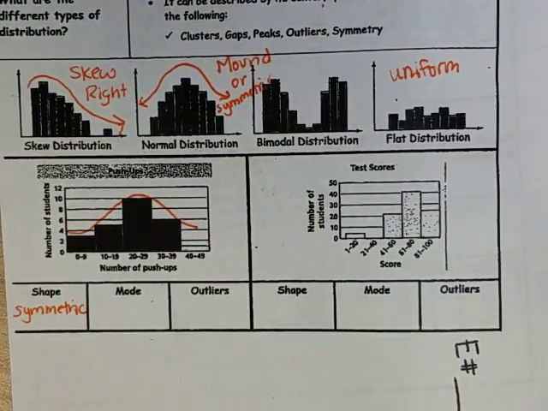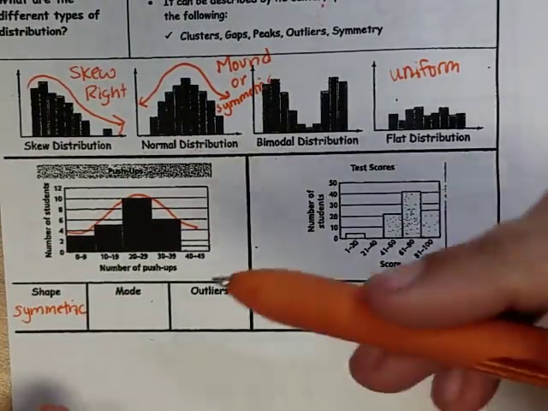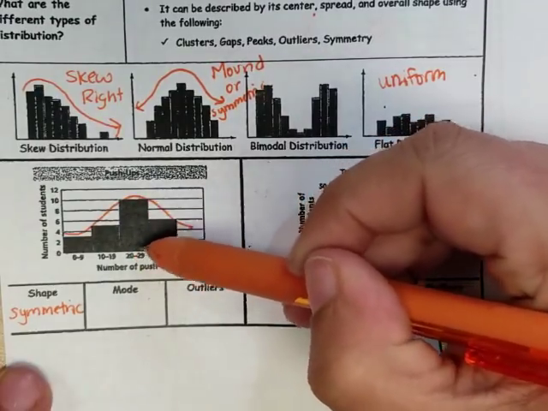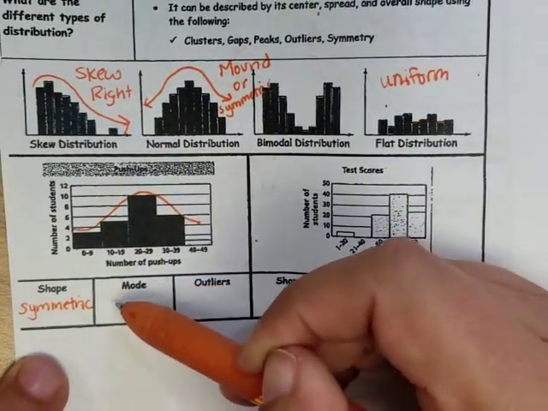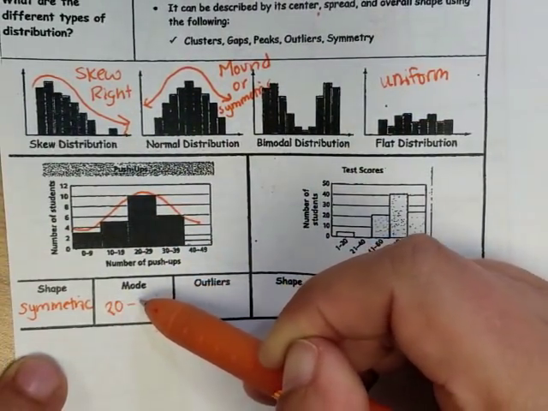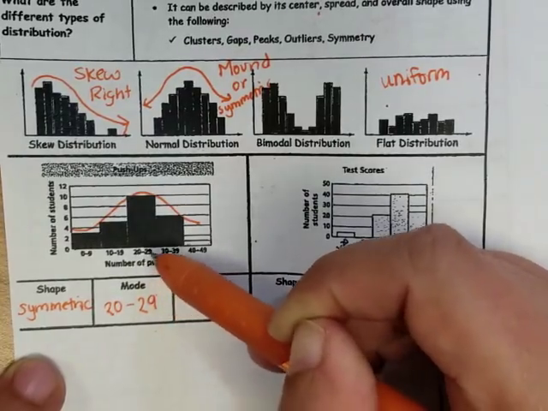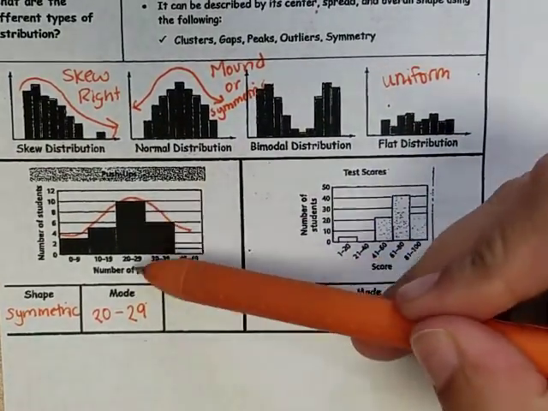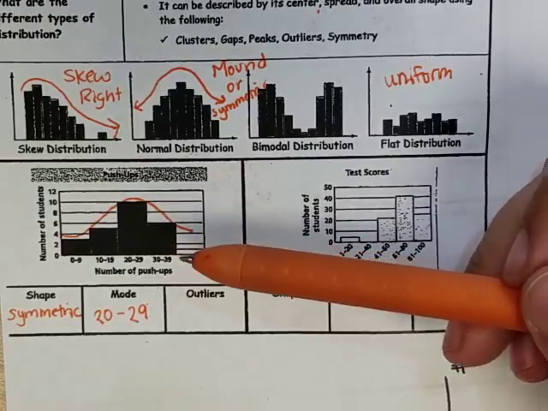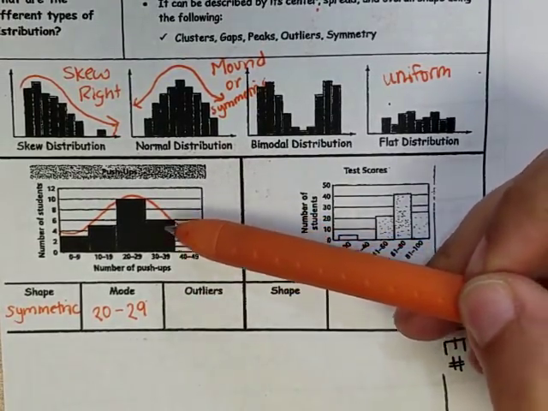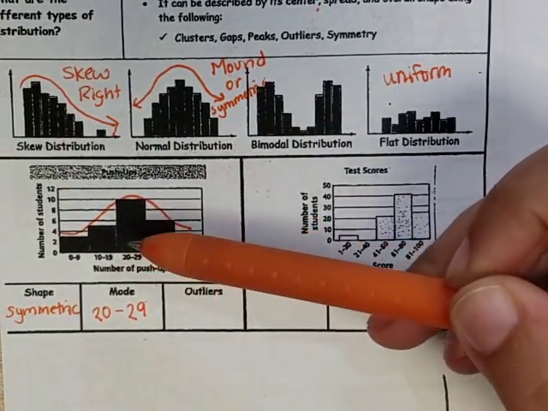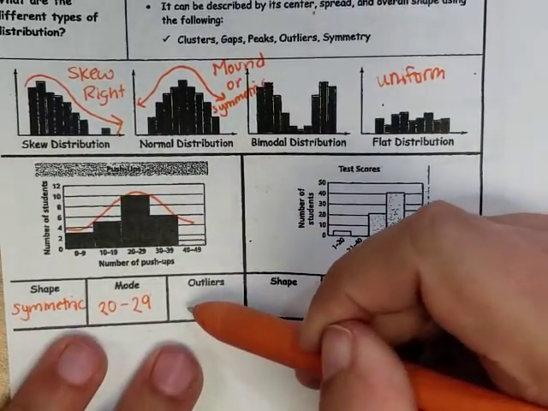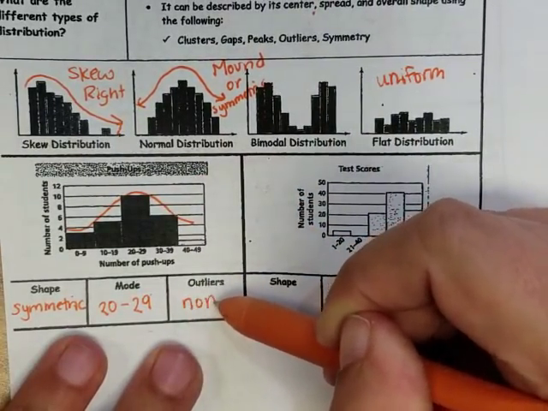The mode is the grouping that happens the most. So this is our peak, which is 20 to 29. The majority of people are doing anywhere from 20 to 29 push-ups. And then any outliers, I don't really see any grouping that doesn't fit with the rest of the data. So we're going to say none for this group.